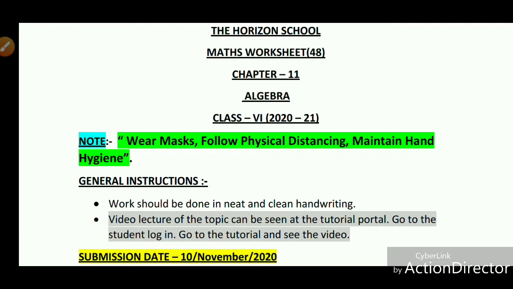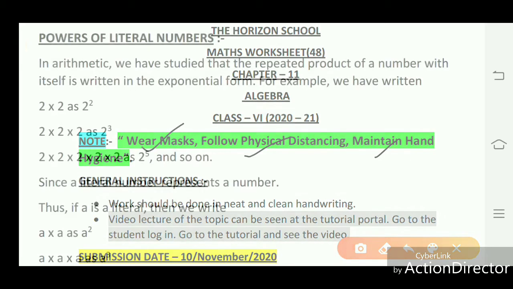Dear students, you all know that Unlock 5 is open, so wear a mask, follow physical distancing and maintain hand hygiene. Wear your mask properly and follow physical distancing. Stay at least 6 feet from others. Maintain hand hygiene. Wash your hands frequently, always with soap and water, for at least 20 seconds. Remember, do not touch your face, and do not share food or drinks with others.